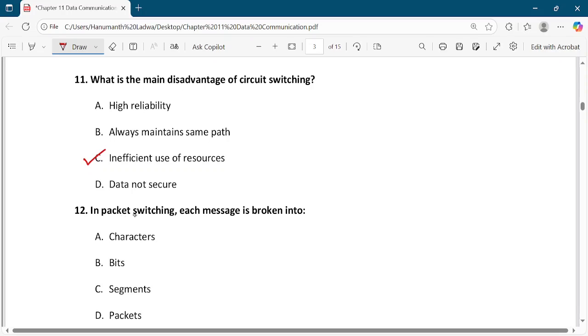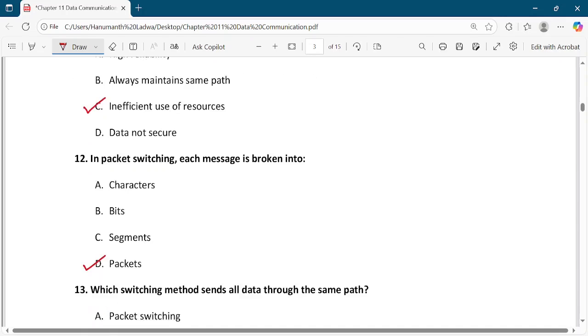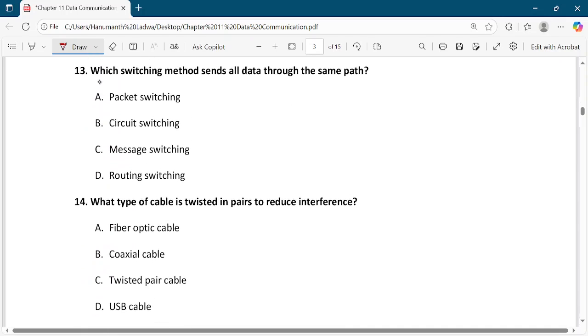Question number 12. In packet switching, each message is broken into option A, characters. B, bits. C, segments. D, packets. So here option D, packets is the right answer. Question number 13. Which switching method sends all data through the same path? Option A, packet switching. B, circuit switching. C, message switching. D, routing switching. Here option B, circuit switching is the right answer.